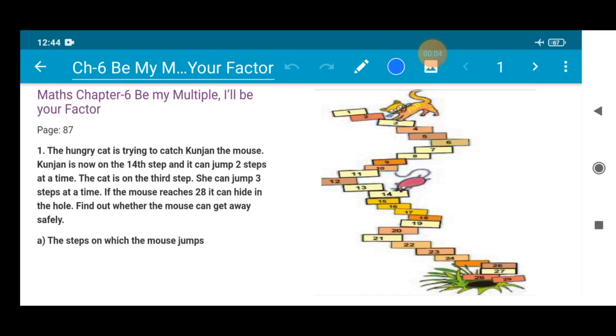So in today's session we are going to start a new chapter, that is chapter number 6, Be My Multiple, I'll Be Your Factor, from Math Magic NCERT. Okay, so the session which we are going to do today is very interesting. I hope you people will enjoy it, you people will like it.